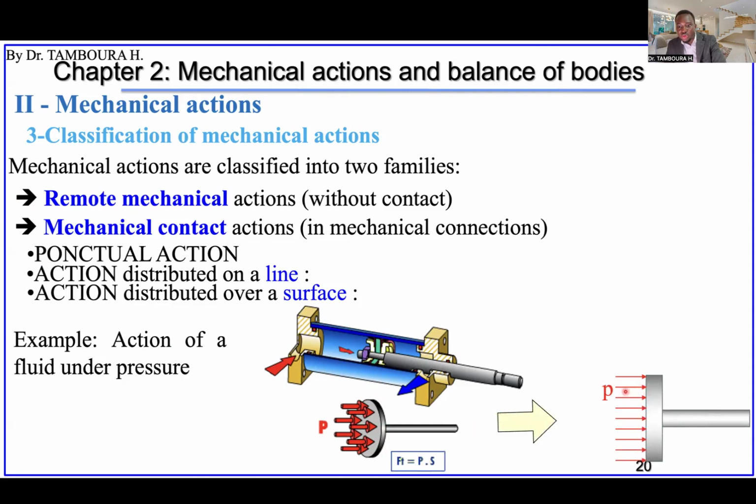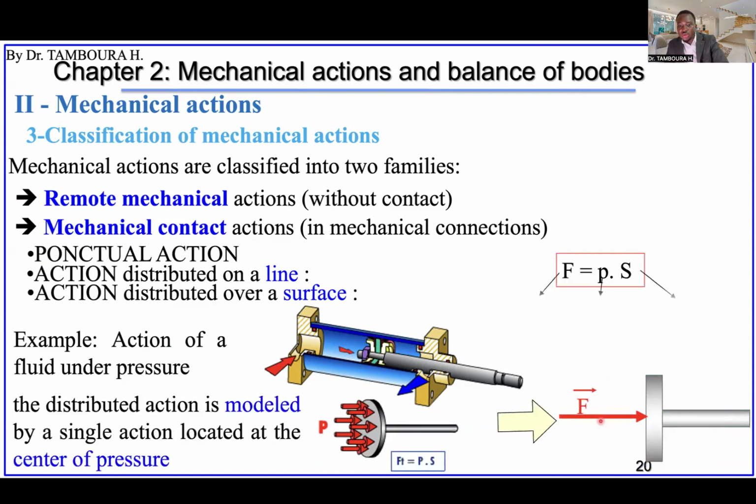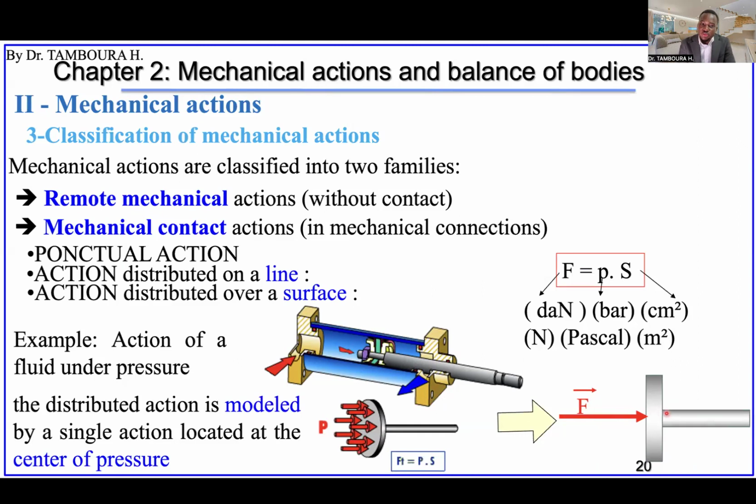So we can represent all the small punctual actions, representative of the pressure P, with only one action, one force. That force will be acting at the center of the pressure, one single action located at the center of the pressure. So F equals pressure multiplied by the surface.